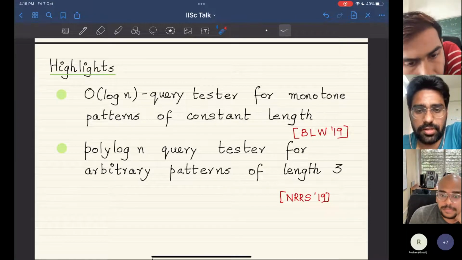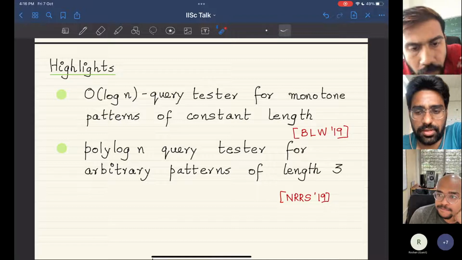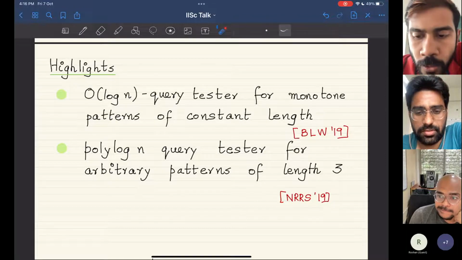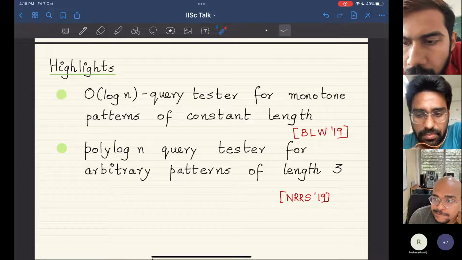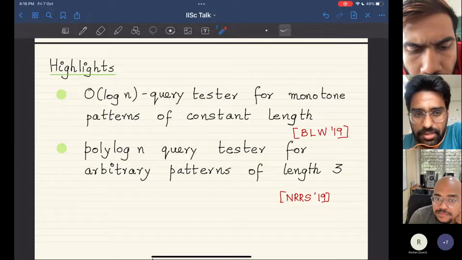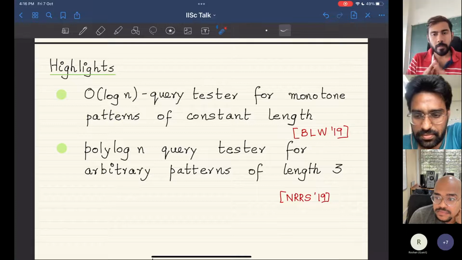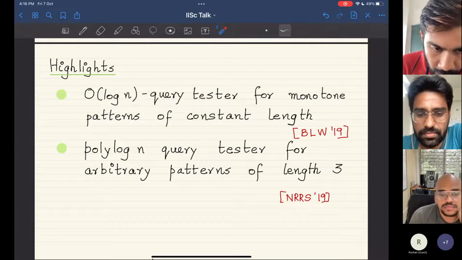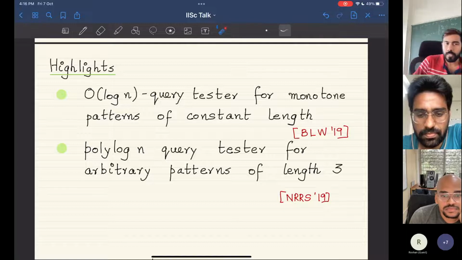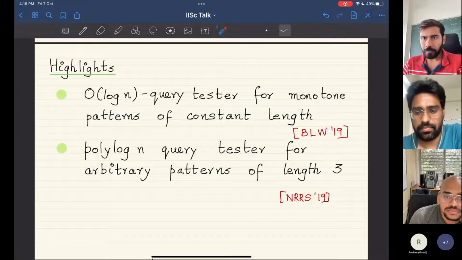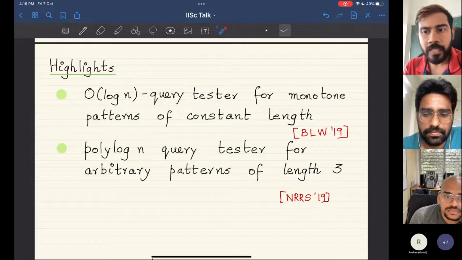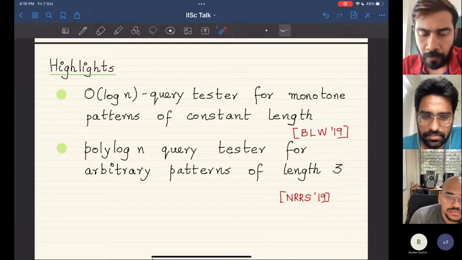I'm guessing here you get with high probability statements with big-O of log n. Yes, all of these are randomized algorithms and we are showing high probability statements. Yeah, these are all randomized algorithms. And these query complexities are high probability query complexities.